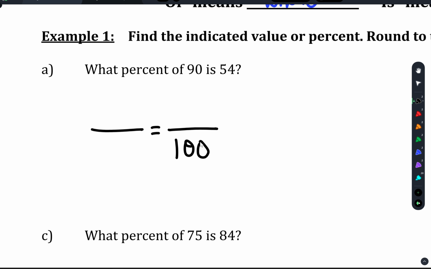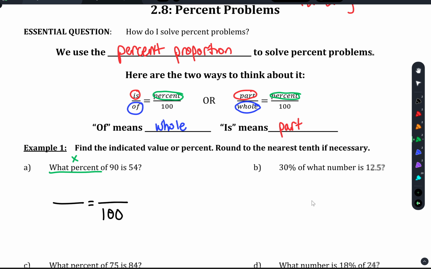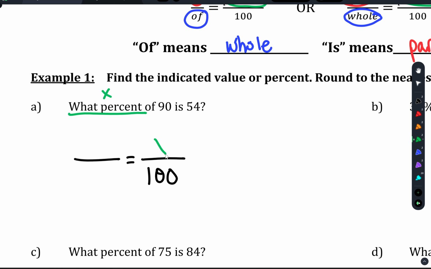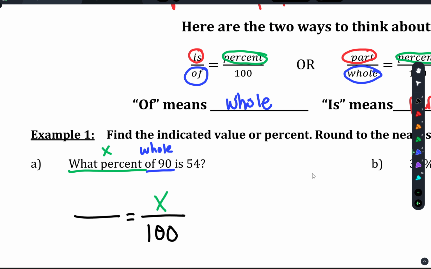And now I'm going to read this sentence. It says, what percent of 90 is 54? The question is asking me what percent. The thing that I don't know is going to become my x value. And if I look up here, I can see percent goes in the top right spot. So that's where I'm going to put an x. Then I look at the next piece. It says of 90. Of is the key word that tells me this represents the whole. And if we look up here, the whole is on the bottom left.